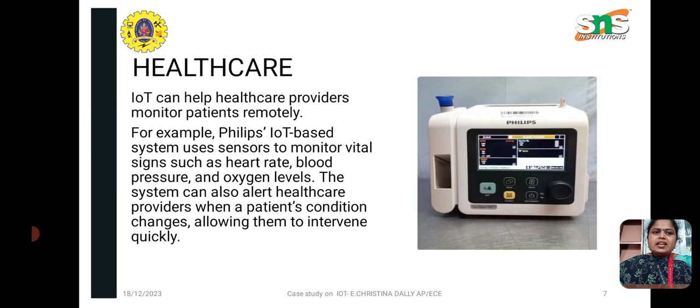The next one is healthcare. In healthcare, we have to monitor patients remotely, and for that also we are using sensors. Suppose we want to monitor the patient's heart rate, blood pressure, oxygen levels, whatever it may be. With the help of IoT, the sensors which we have placed can easily monitor it.